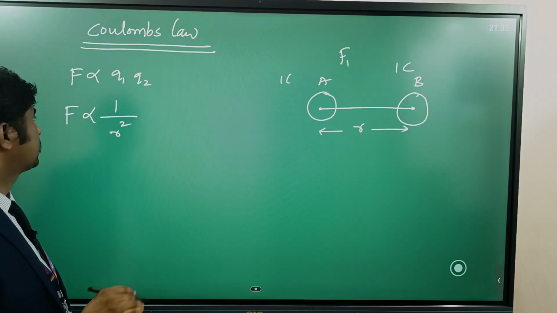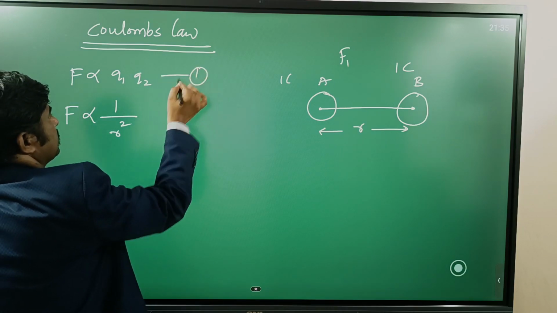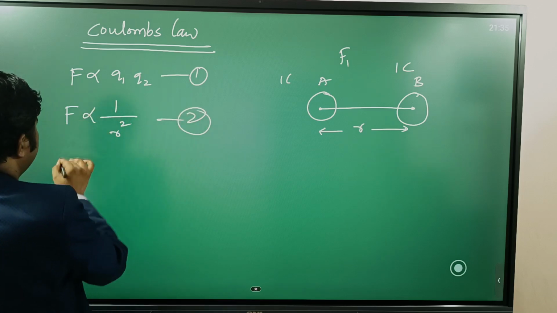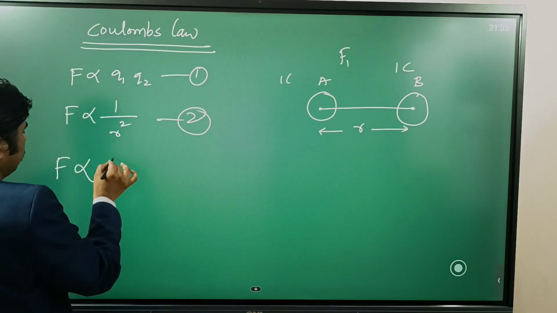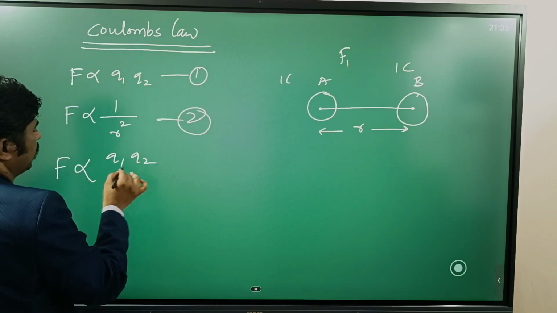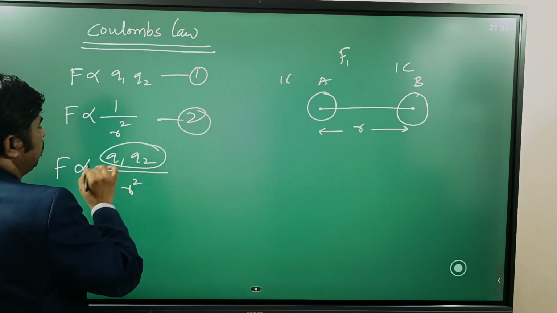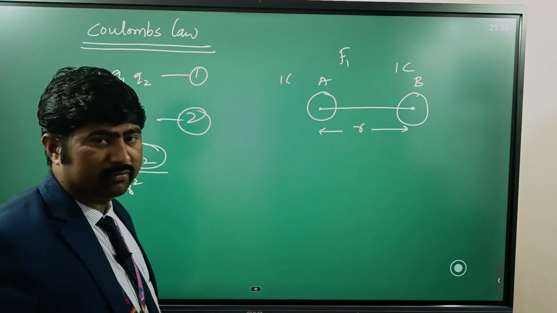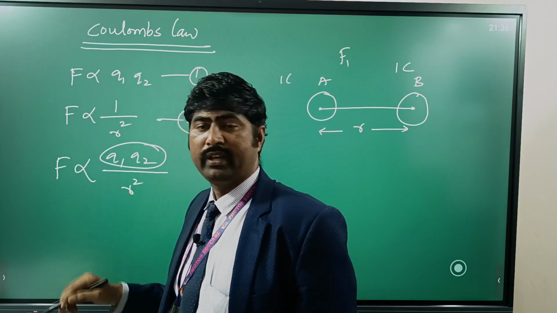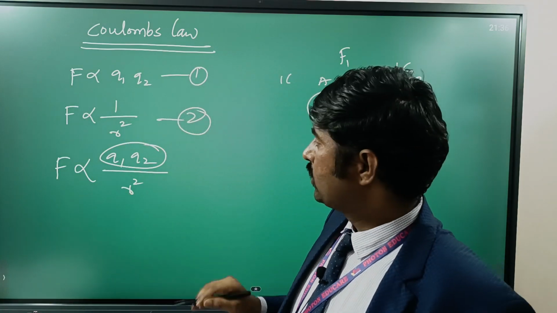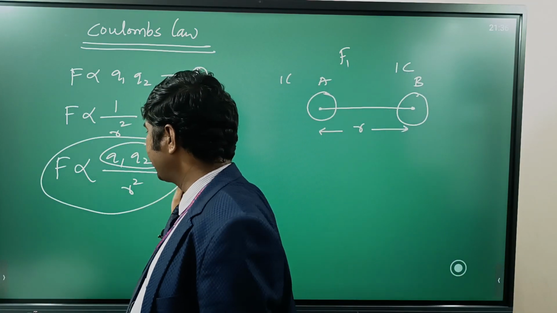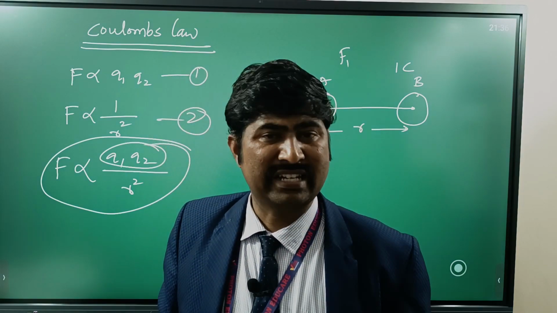Square of the distance. By combining these two equations, what can we write? F proportional to Q1 Q2 divided by R square. If this is directly depending, then we are writing it in the numerator. If this is inversely depending, we are writing it in the denominator. Clear? So by using this mathematical statement, we can construct a statement.